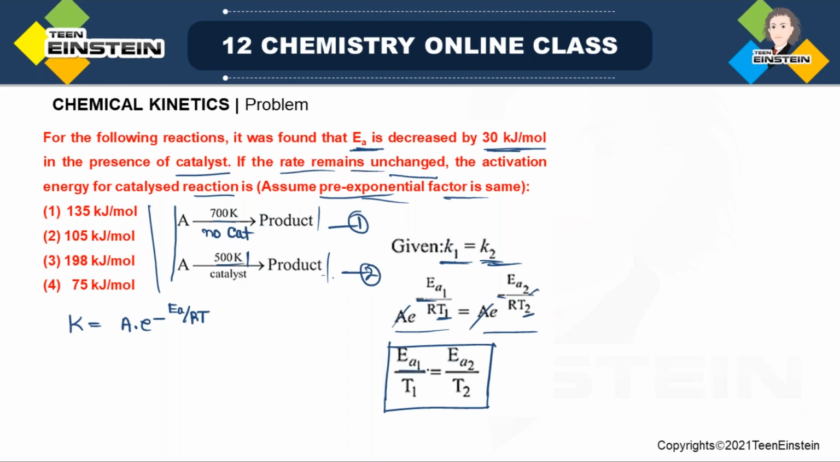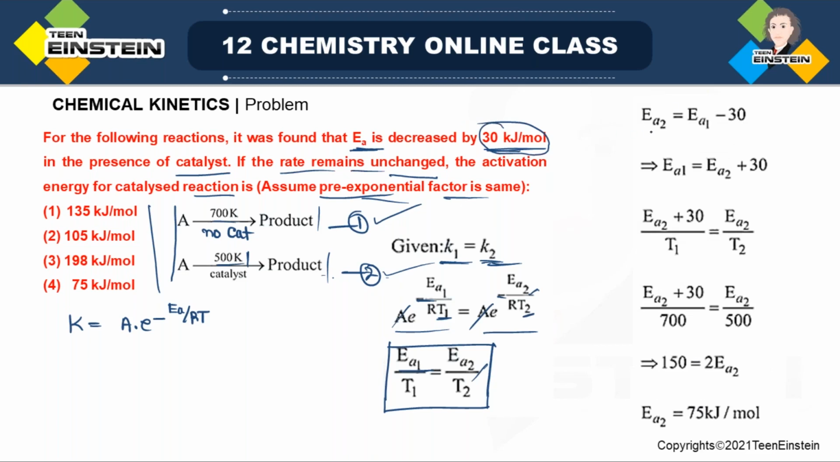Now EA1 is the activation energy for reaction 1, EA2 the activation energy for reaction 2. The relationship between EA1 and EA2 is that EA2 is 30 kilojoule per mole less. So we can write that EA2 is 30 less than EA1. That means EA1 is equal to EA2 plus 30. Now we will put this value of EA1 in this equation. Suppose this is equation number 3. Putting the value of EA1 in equation number 3, the equation is converted to this type of expression. Now on both sides we have EA2, because EA1 is no longer present. EA2 is basically the unknown term that we have to find out.